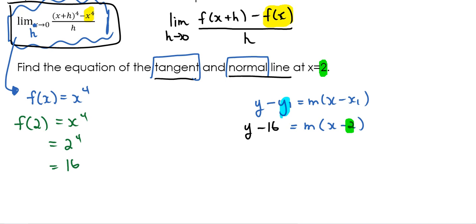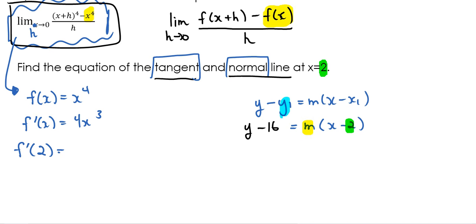And then for my tangent line, I need to find the value of m here, and that's simply finding the derivative when x equals 2. So I'm going to delete all this. Alright, so let's find my derivative here. This is f prime of x, which is going to be 4x cubed. And I want to find the slope when x equals 2. So this would be 4 times 2 cubed, which is the same thing as 4 times 8, which is 32. So my tangent line is going to be y minus 16 equals 32 times x minus 2.